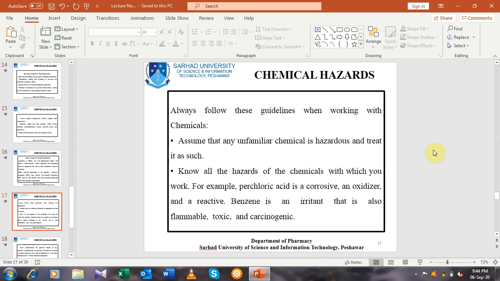Assume that any unfamiliar chemical is hazardous and treat it as such. Special precautions should be taken in case of an unfamiliar chemical. Know all the hazards of the chemical with which you work. For example, perchloric acid is a corrosive, an oxidizer, and a reactive. Benzene is an irritant, it is also flammable, toxic, and carcinogenic. We must know about all the chemicals to which we are supposed to be exposed, and special precautions should be taken while using or handling these chemicals. We should know all the properties of the chemicals, the nature of the chemicals.